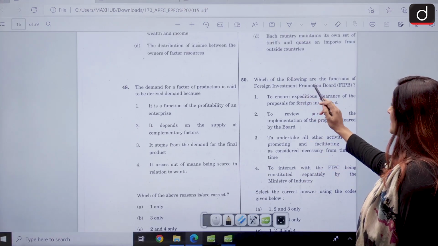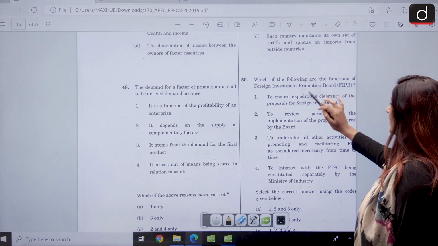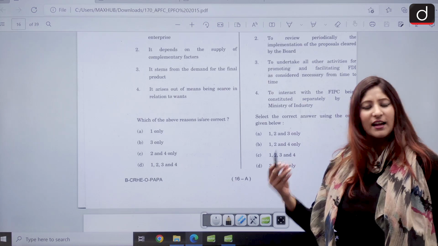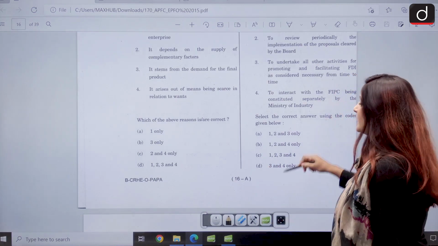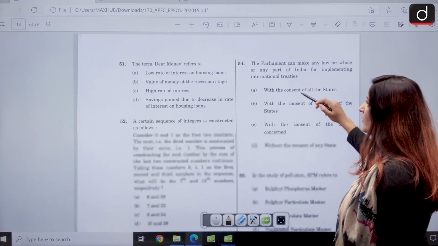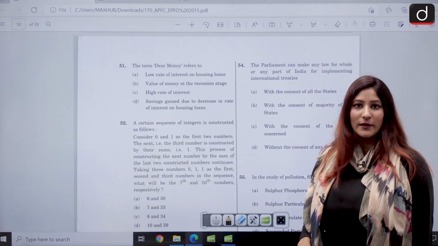Then Foreign Investment Promotion Board. With respect to this, statements have been given and you have to select the correct answer. Again, similar to the UPSC. These are the patterns. This is the pattern you have to be careful about. Term dear money refers to what?